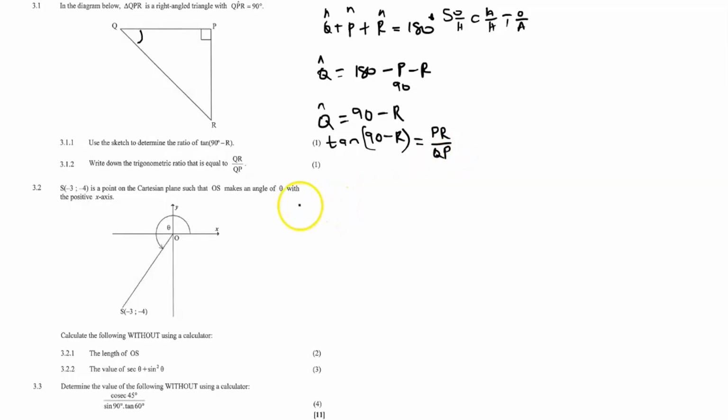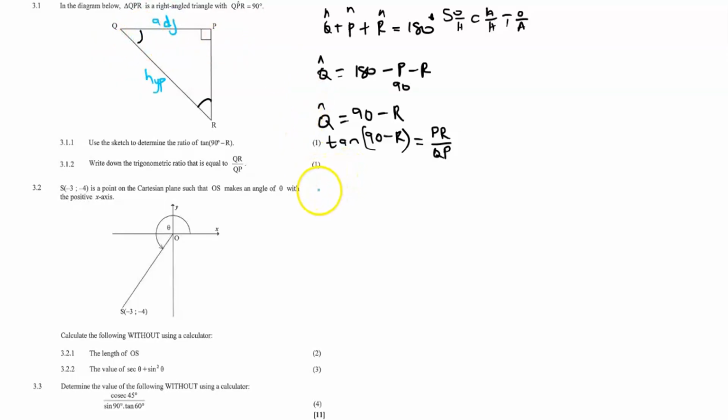And then 3.1.2, they say write down the trigonometric ratio that is equal to QR over QP. Now it depends on whether you are looking at it from angle Q or from angle R. Now if we are looking at it from angle Q, we know that QR, it doesn't matter whether you are on Q or R, it's the hypotenuse. And then this one, the QP, is going to be the adjacent. That is us looking at this from angle Q.